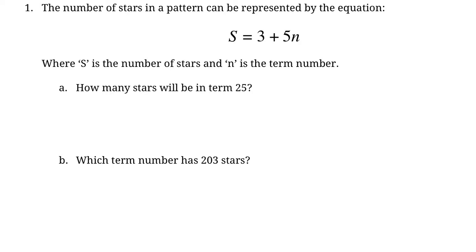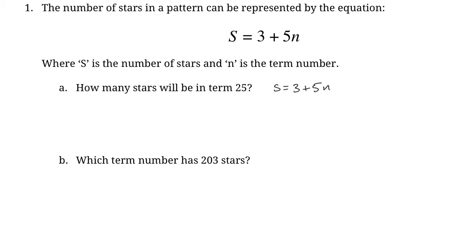So here's our next problem, and all the problems won't be about how much you earned in a week. This problem is about the number of stars in a pattern. So the number of stars in a pattern can be represented by the equation S equals 3 plus 5n, where S is the number of stars and n is the term number. In part A, we're asked how many stars will there be in term 25. So let's start off with the equation that we're given in the question. S equals 3 plus 5n.